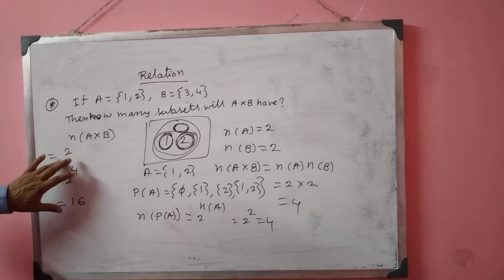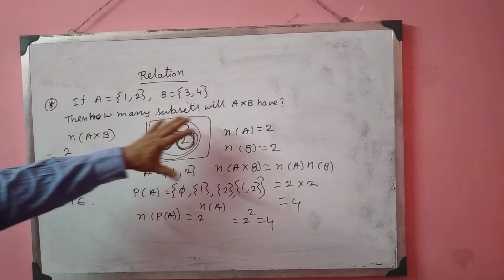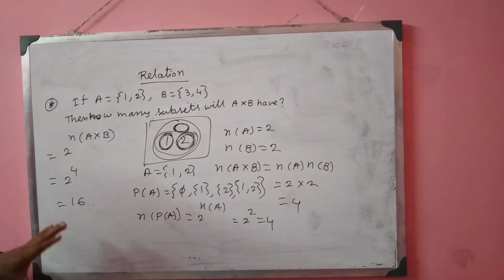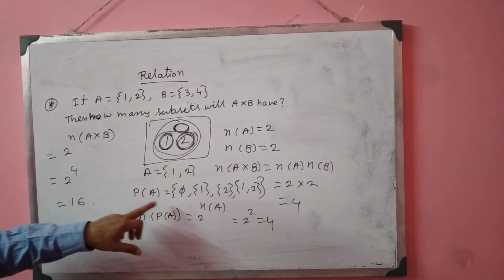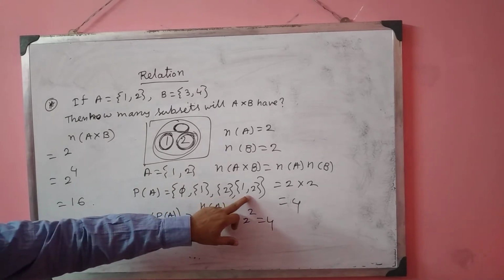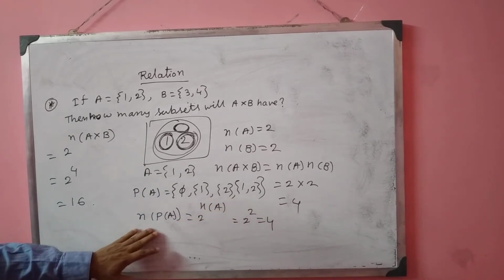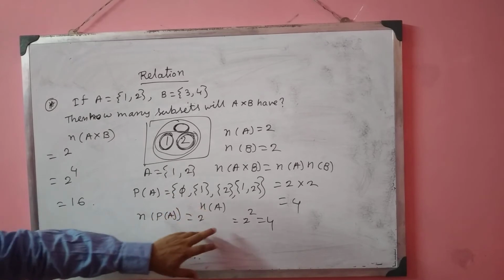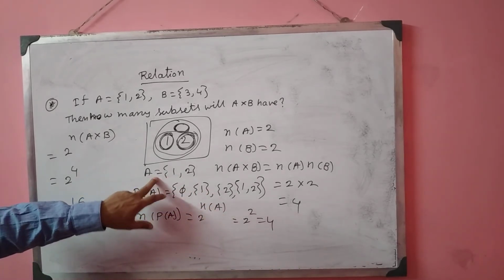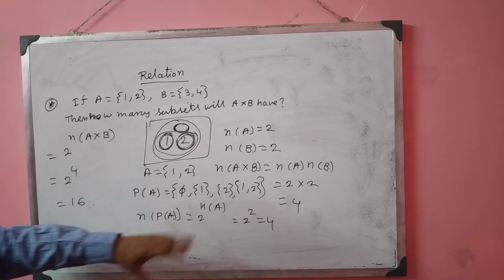Now the number of subsets A cross B will have means the number of elements of the power set. If A is the set {1, 2}, then the power set of A is phi, {1}, {2}, {1, 2}. So the number of elements in the power set is 2 to the power n(A). Here n(A) is 2, so 2 squared equals 4.